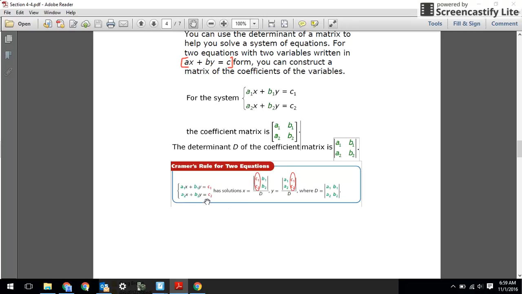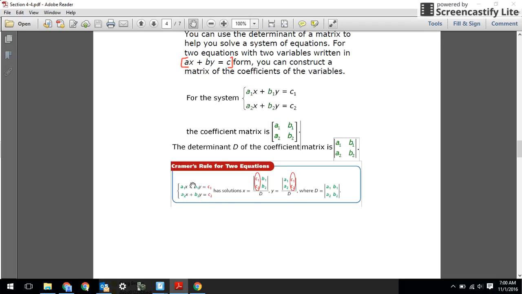So if I'm trying to find my x value, x equals, I'm going to replace the c's with my a's. So I'm going to say, okay, c's are going in for a's here. Leave the b's, find the determinant, divide it by big D. Same thing for the y values.